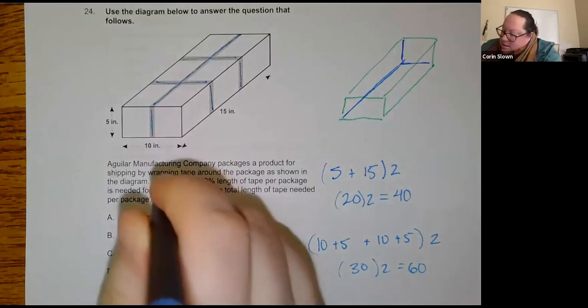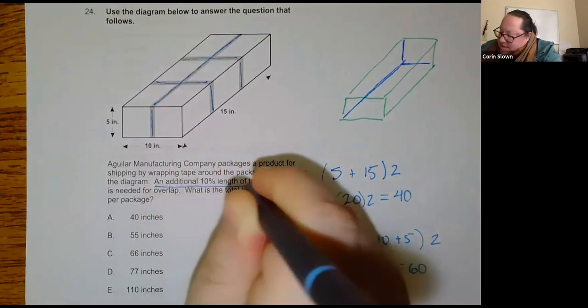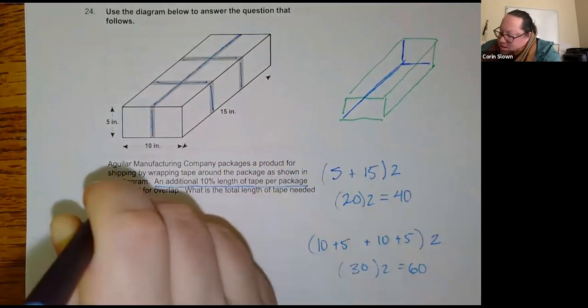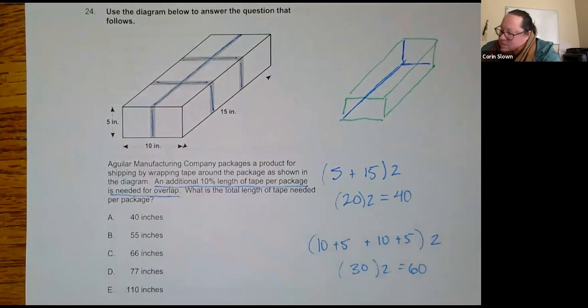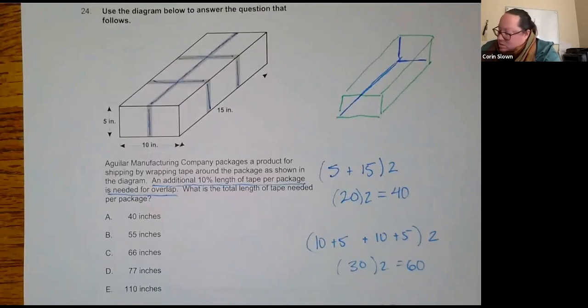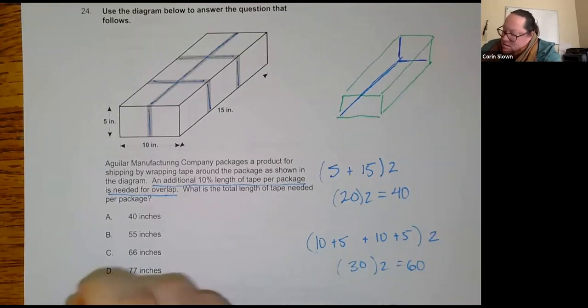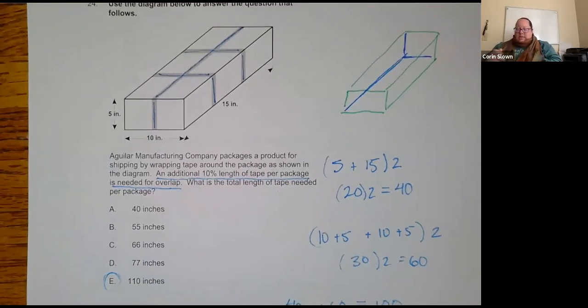But there's an additional 10% length of tape per package needed for overlap. So in this case, 10% of 100 is really easy, right? It's just 10 because 100 is my total. So I have to add 10. So that's 110 is my total length of tape that I need.